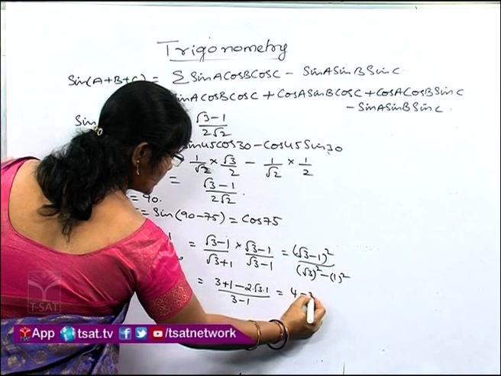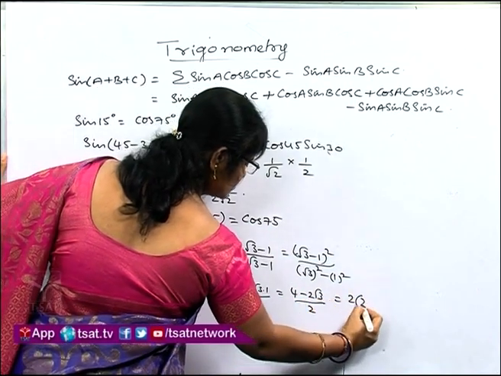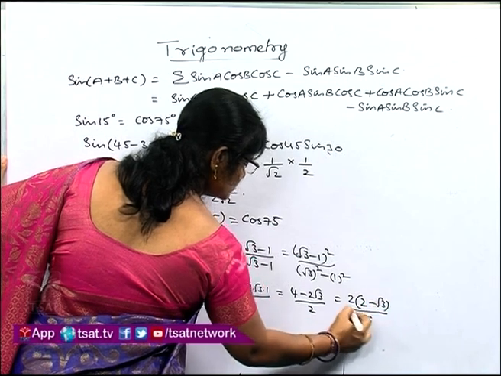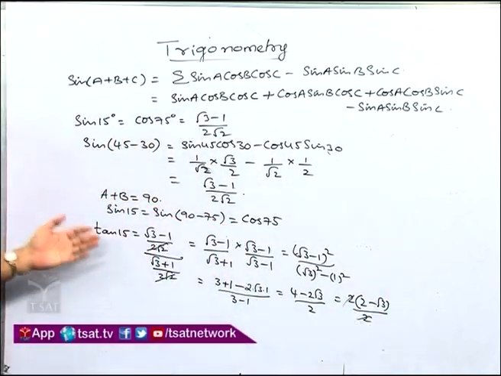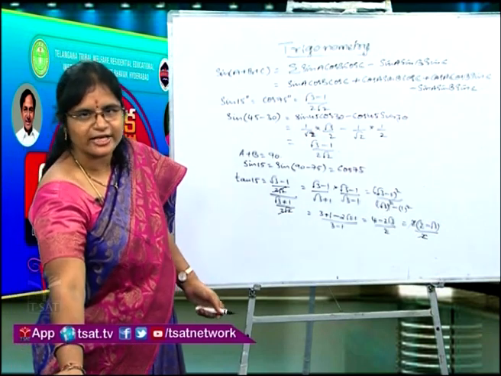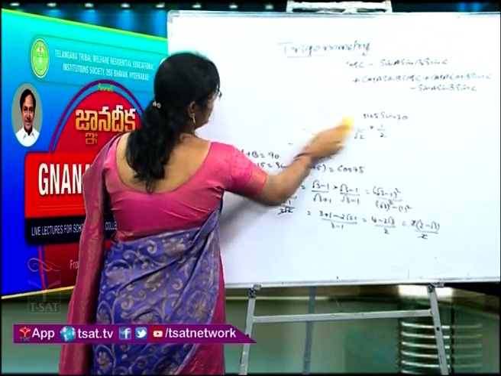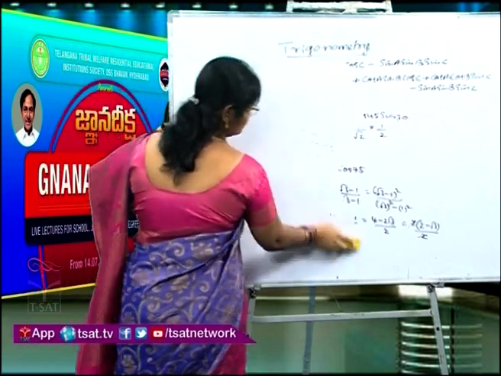So, 4 minus 2 root 3 by 2. If you take 2 outside, 2 minus root 3 by 2. 2 will get cancelled. So, thus we got the value of tan 15 as 2 minus root 3. In that way we can derive, children. Here is one problem I want to show, the kind of short answer question you can expect, children.